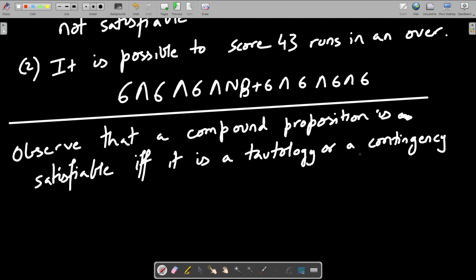A tautology is always true, right? So it's automatically satisfiable. A contingency takes sometimes true, sometimes false values. So it is satisfiable because sometimes it is true.